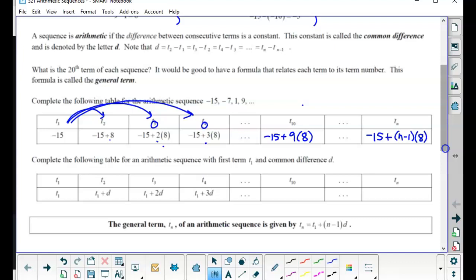Okay, so then complete the following for any arithmetic. So we don't pretend we don't know what the first term is or the common difference. So the first term is T1, then we add 1 common difference to get T2, T3, we add 2 common differences to the first one. So always 1 less than the term number. So that means T10 will be T1 plus 9D, and the nth term will be T1 plus n minus 1 times D. And that's your general term.